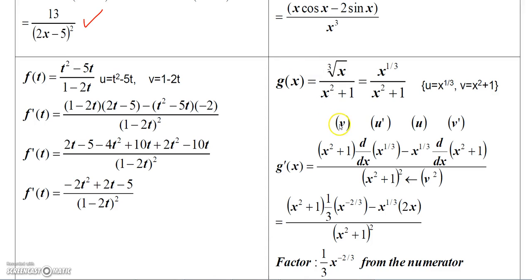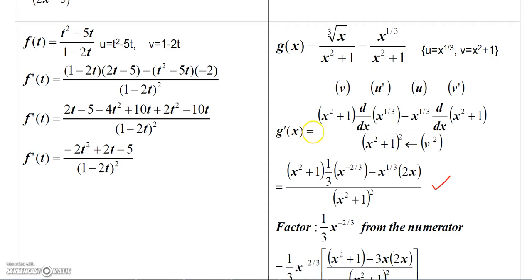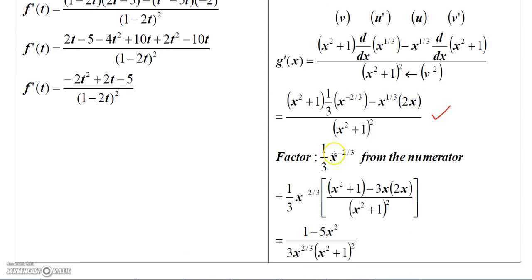Now you might get away with leaving it in this form, but one trick that you can do is factor 1/3 x to the negative 2/3 out of the numerator. So I can just factor this expression out of both terms in the numerator. Factoring out the first term is the easy part. If you factor this out of the first term, you're just going to get this x squared plus 1.